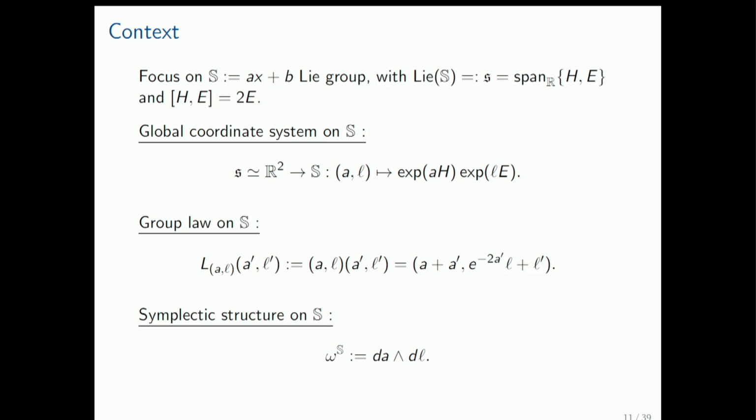We can read the group law on S like this, where l is for left multiplication, and we endow it with the canonical symplectic structure on S. So we have a symplectic manifold here. And the question is, can we have a star product on this manifold, and maybe a non-formal star product on this manifold?